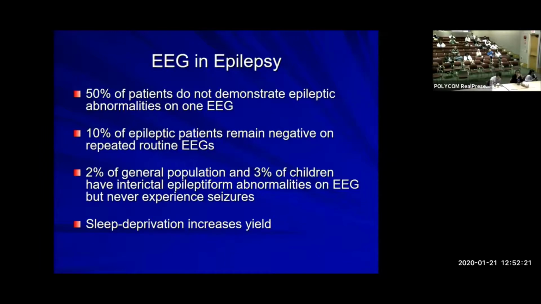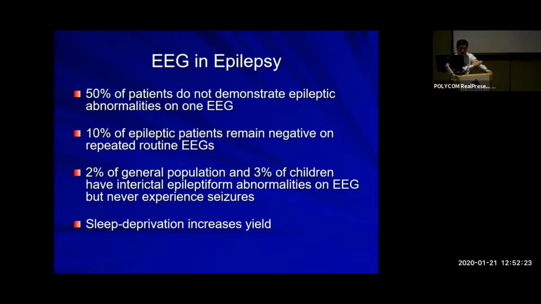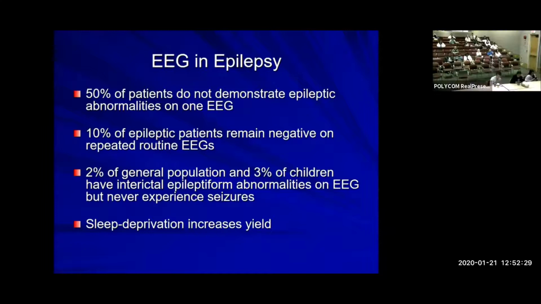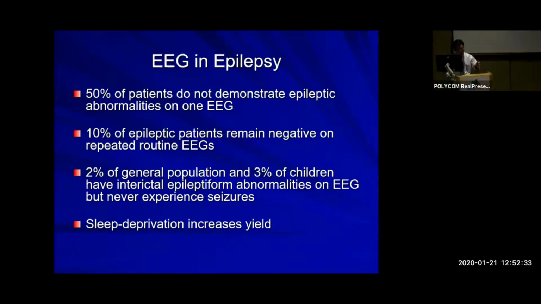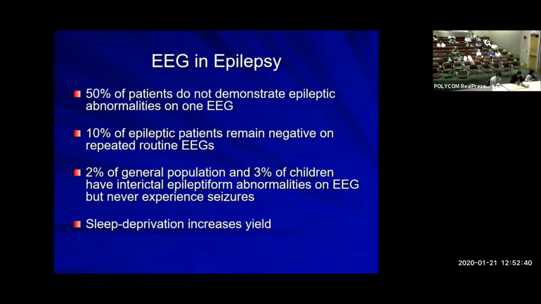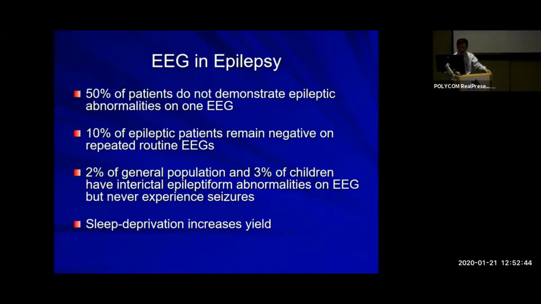Always treat the patient and not the test. About 2 to 3% of the population may have spikes or sharp waves on EEG, but never have a clinical seizure. So if somebody's doing something funky and the EEG comes out with spikes, don't assume that's seizures. It could be something else. And if you're sending somebody for a routine EEG because you think they're having seizures, sleep-deprive them. Ask them to stay up the night before. That will increase the yield of the test, to bring out the spikes or sharp waves, maybe by about 20% or so.